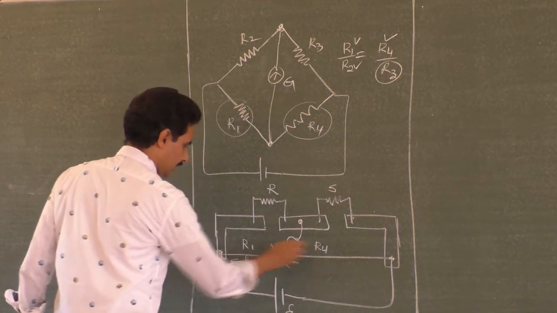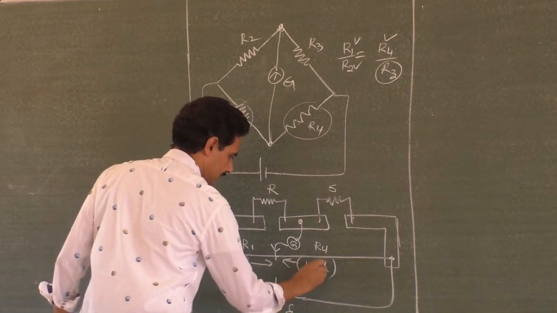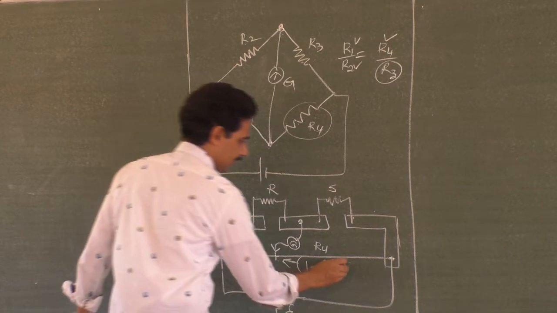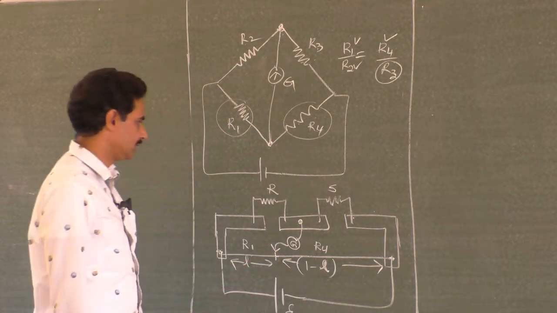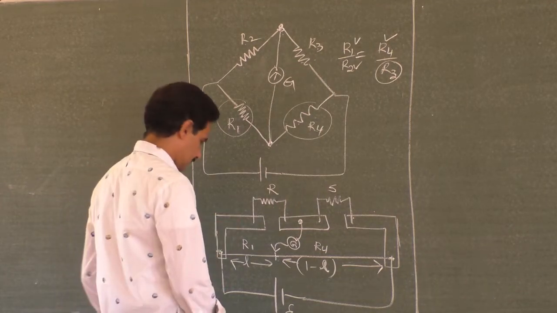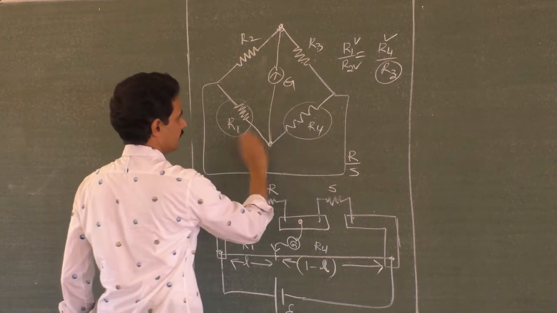The ratio can be written as L by L. Since it is 1 meter in length, the remaining length is 1 minus L. So if the bridge is balanced here, then you can write the formula. I will write it here only. R by S, this by this, is equal to this by this.